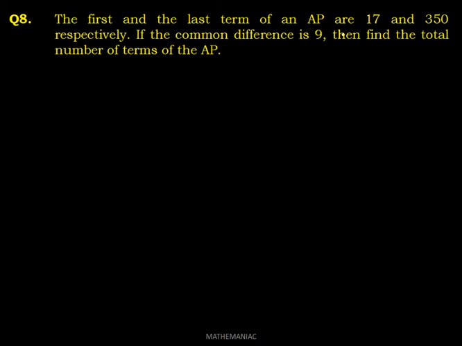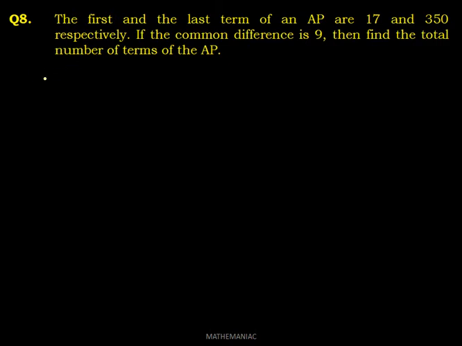The first and the last term of an AP are 17 and 350 respectively. If the common difference is 9, then find the total number of terms in the AP. Okay, as I told you earlier, just try to convert this into symbols. But remember first that for any AP you must know what is the first term and the common difference, then everything will be easier, right?